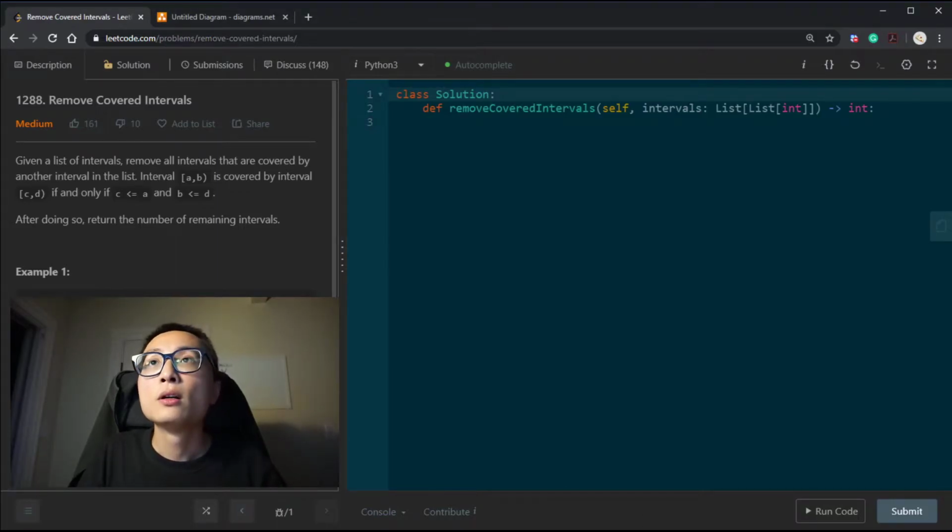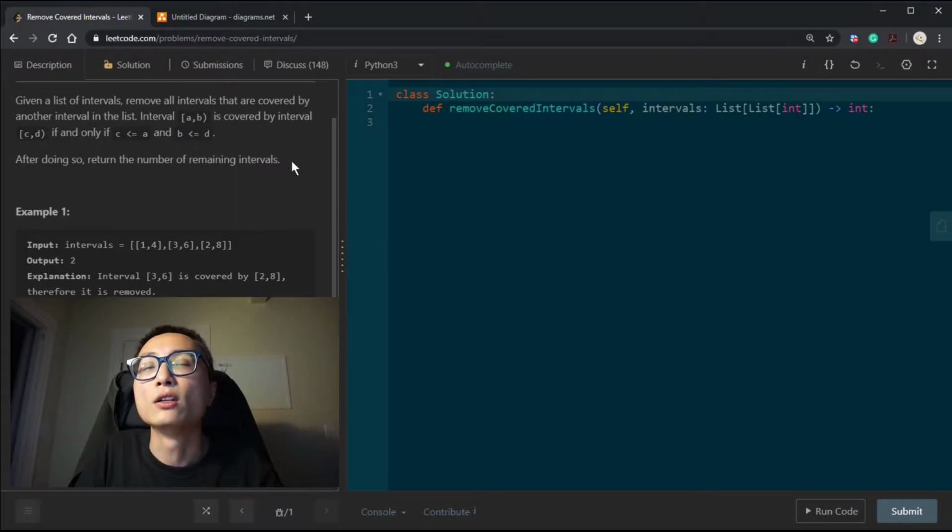Hey, hello there. So today I'm looking at question 1288, remove covered intervals. We have a list of intervals. We want to remove all the intervals that are covered by another interval in the list. We can say that interval AB is covered by interval CD if and only if AB lies within interval CD. After we do all those removals, we want to count the number of remaining intervals and return the count.